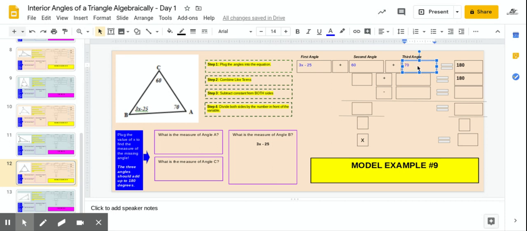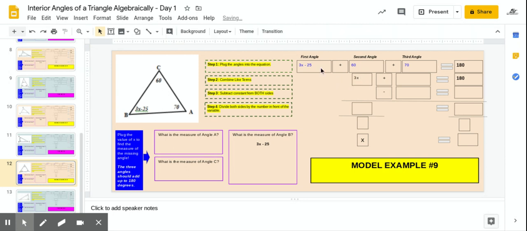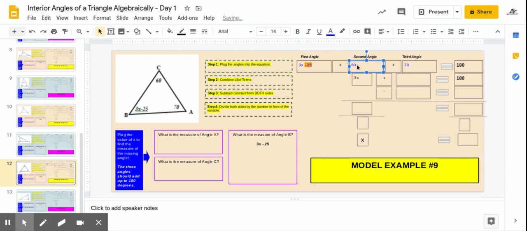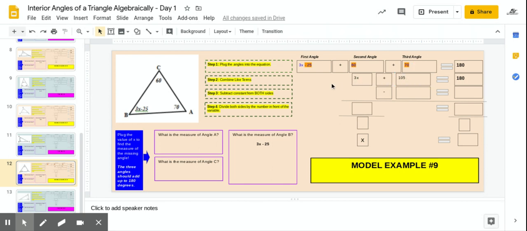Okay, my next step is to simply combine like terms. So I start with the 3x. 3x does not have any like terms, so I simply bring that down. I rewrite it. Now be careful. My next set of like terms are negative 25, positive 60, and positive 70. Remember to look at the sign in front of your term because that's going to tell you if it's positive or negative when we go to combine. So I have a negative 25 plus 60 plus 70, which gives me 105. Okay, so now my equation is 3x plus 105 is equal to 180.